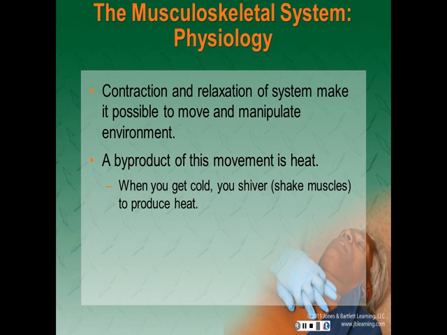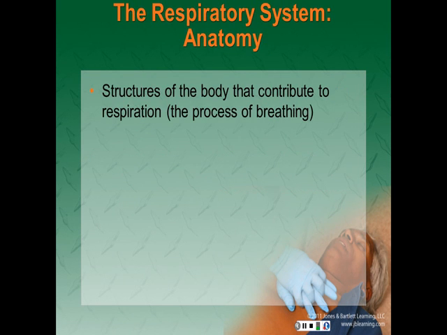The physiology of the musculoskeletal system involves contraction and relaxation, which makes it possible to move and manipulate the environment. A byproduct of this movement is heat. When you get cold, you shiver. This is an involuntary muscle movement, and it produces heat. Another function of muscles is to protect the structures underneath them.